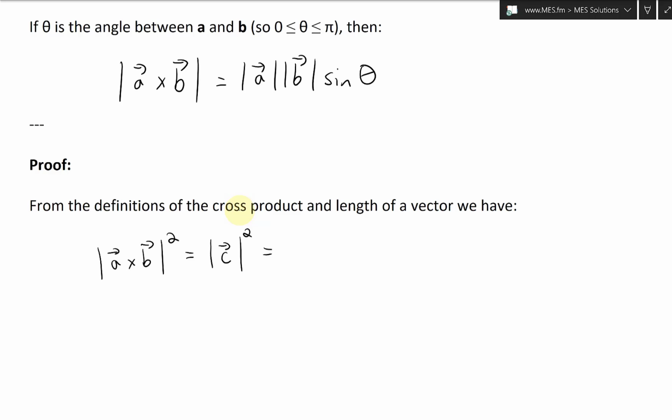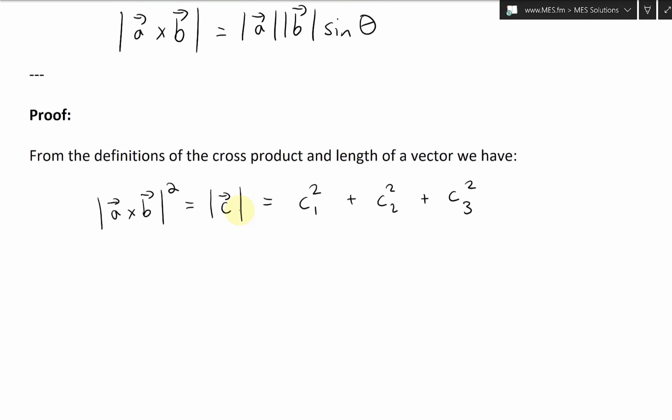This equals the C1 term squared, the x term squared, and then the y, then the z. This is going to be C2 squared plus C3 squared, like that. And then to get the distance, you would square root everything and get rid of this. But anyway, that's what we have there. And we know what these C1, C2, and C3 are. Those are just using the cross product.